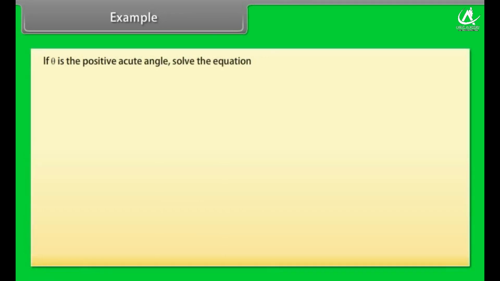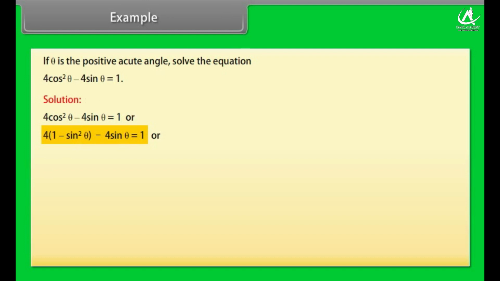Example. If θ is a positive acute angle, solve the equation 4cos²θ − 4 sin θ = 1. Solution. 4cos²θ − 4 sin θ = 1, or 4(1 − sin²θ) − 4 sin θ = 1, or 4sin²θ + 4 sin θ − 3 = 0, which is a quadratic in sin θ.